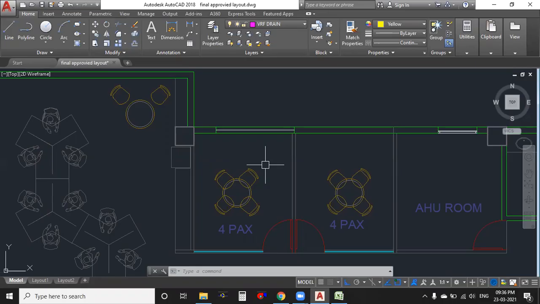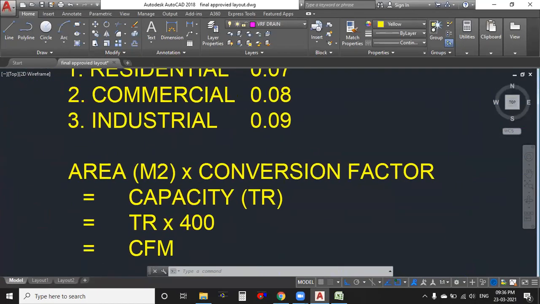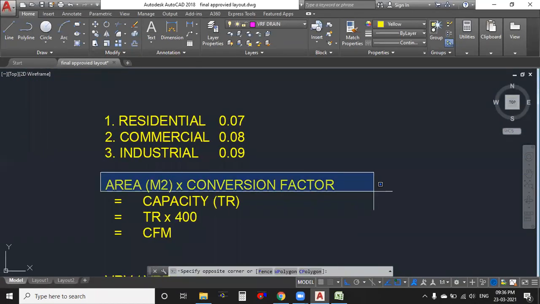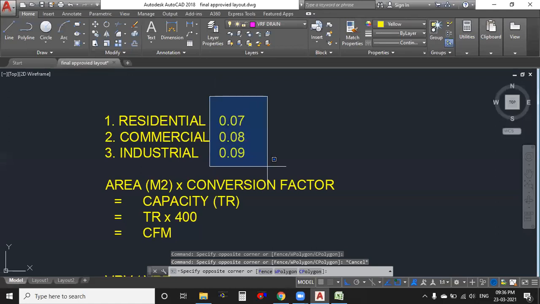If we multiply length, width, and height, we get volume. Now, to find our capacity, we take area in square meters into the conversion factor. So this is our conversion factor: if it is residential, we take 0.07; commercial, 0.08; industrial, 0.09.